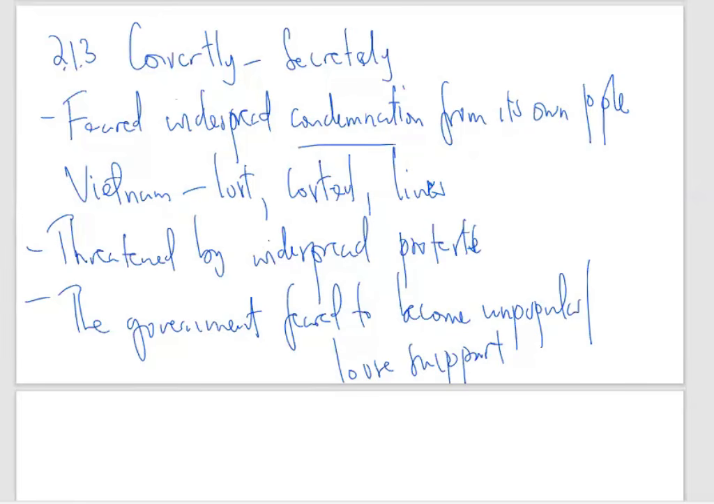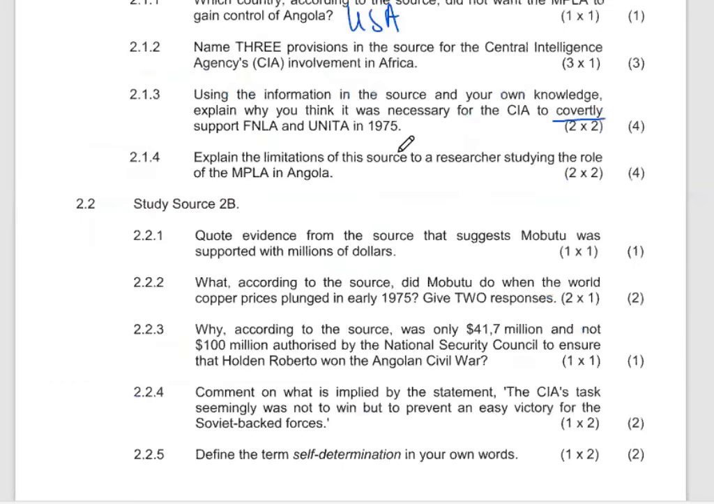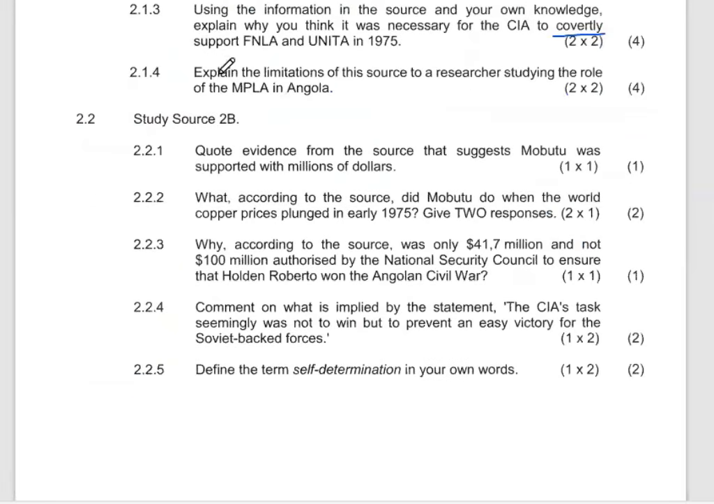Right, moving on to the next question. That was number 213. We need to move to 214. Explain the limitations of this source to a researcher studying the role of the MPLA in Angola. Right. When we're talking of the limitation, we are saying the source does not give us a clear picture of the involvement of MPLA. It has some missing facts.